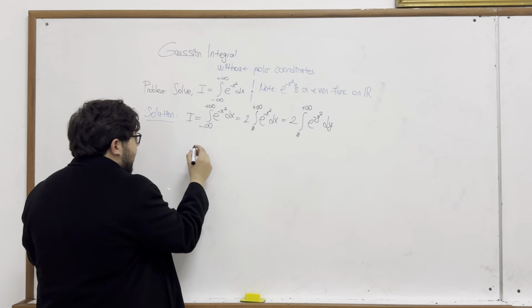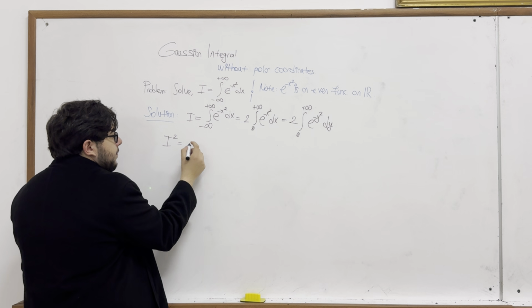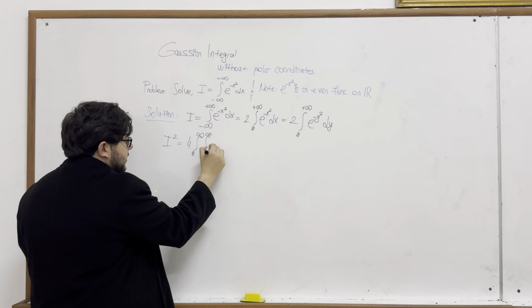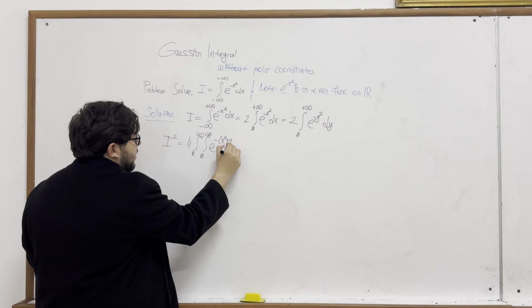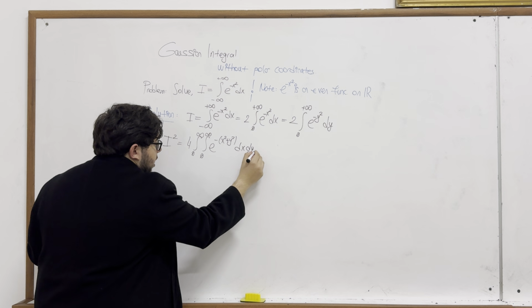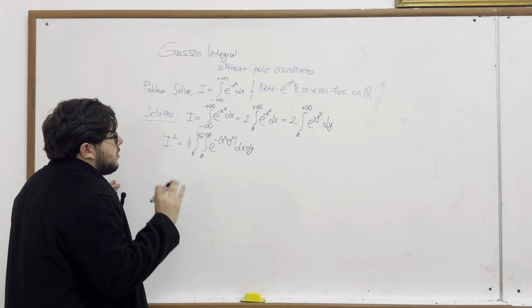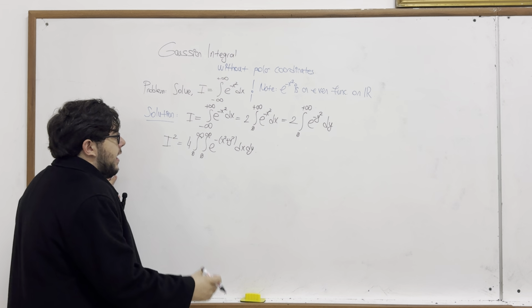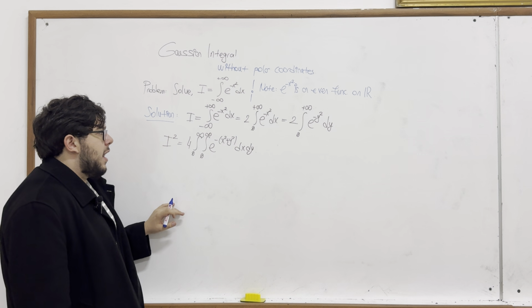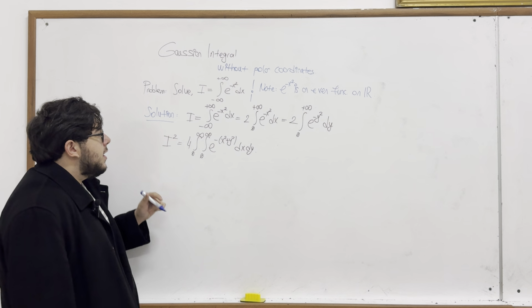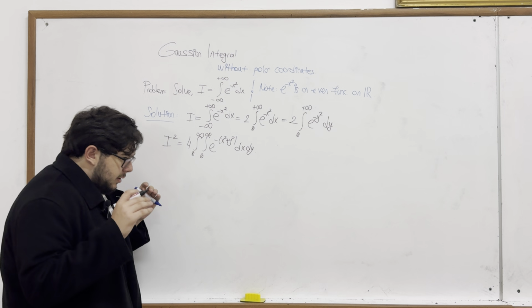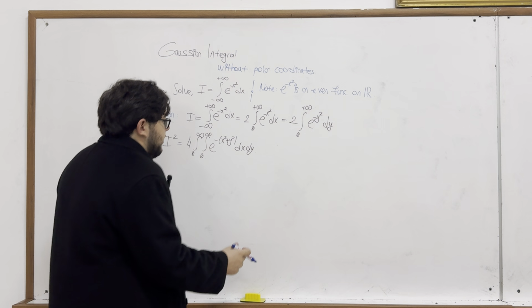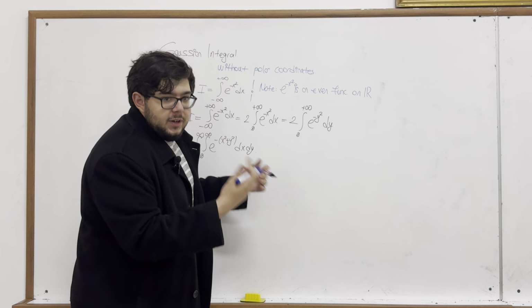Let's multiply them and calculate I squared, which is 4 times the integral from 0 to infinity and 0 to infinity of e to the power of minus (x squared plus y squared) dx dy. Okay, so we were struggling with a one variable integral and now we have a double integral. We have actually more challenge right now. So what can we do from here? This is the point where we will go a different way.